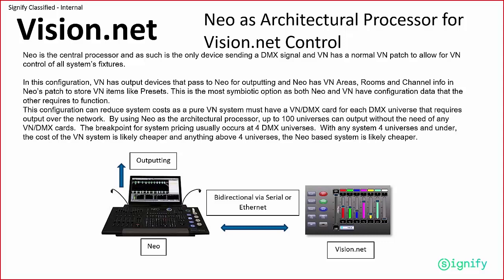And again, the point of doing this is really about scale and the economy of that scale. So again, most systems that are at 4 universes and below, sticking with the traditional way of working of having VisionNet and Neo being the theatrical controller be separate is probably still the best way to go. But it's when you go beyond that you generally get benefit out of going with a Neo-based processor system.